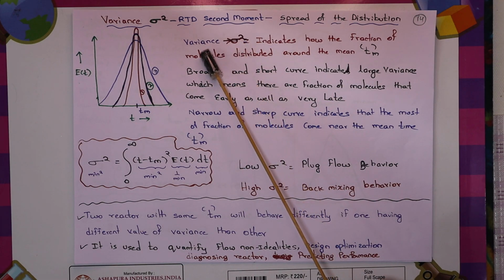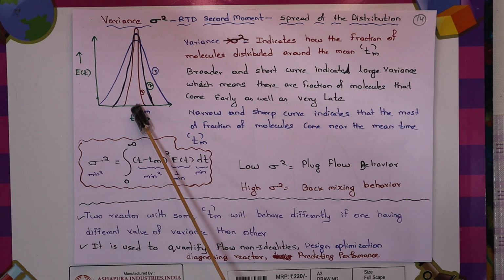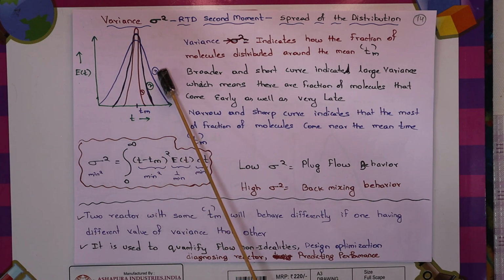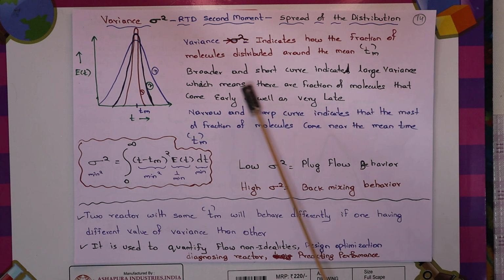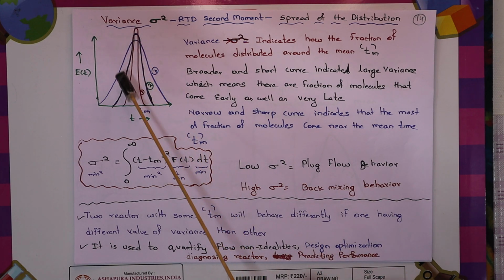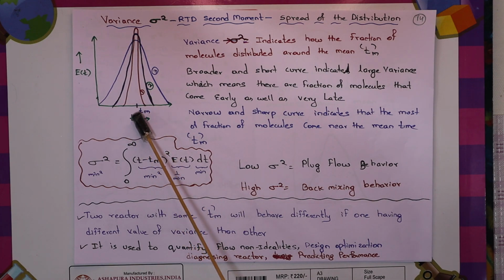So the variance, represented by sigma square, indicates how the fraction of molecules is distributed around the mean, Tm. So this is the Tm. The distribution of non-ideal reactor 1 is less. The distribution of non-ideal reactor 3 is broader, and a broader, shorter curve indicates large variance. Broader means you can see a very broad curve. The red one you can see has a very high peak.